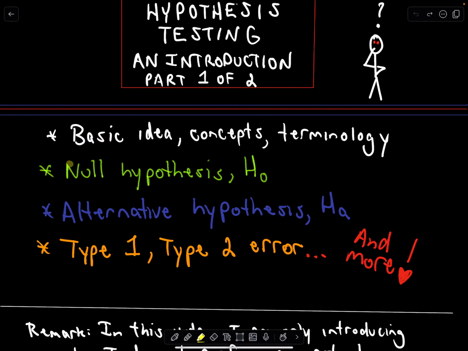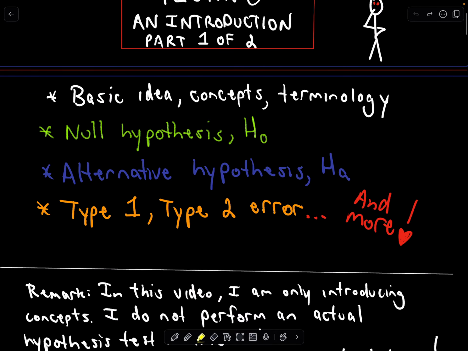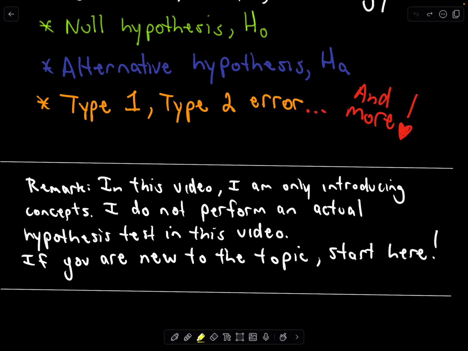We'll talk about what's known as the null hypothesis, which we abbreviate as H sub 0, the alternative hypothesis, H sub A, and then we'll talk about what are known as type 1 and type 2 errors, and then we'll also discuss some other ideas. So a quick little remark, again, this is just an introduction to concepts. I don't actually perform a statistical hypothesis test in this video. So if you're looking for something worked out, dig around for another example because I will certainly have those as well.